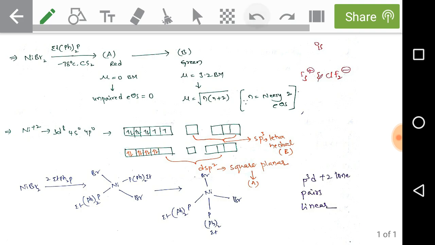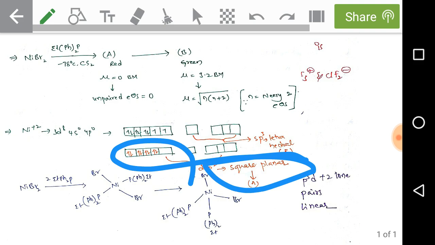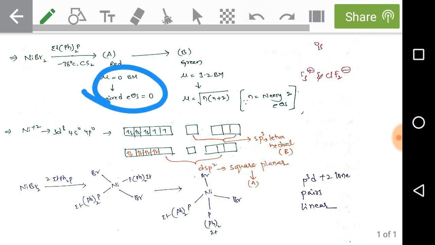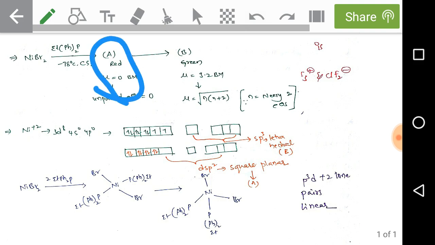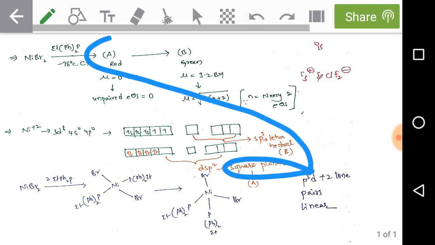Whenever the unpaired electrons are paired up, then we have a dsp2 hybridization. Whenever it is dsp2 hybridization, the structure is square planar. Okay, so whenever it is square planar, there are no unpaired electrons. That means the mu value is 0. Whenever it is 0, the compound A must be square planar, and it is showing red color.